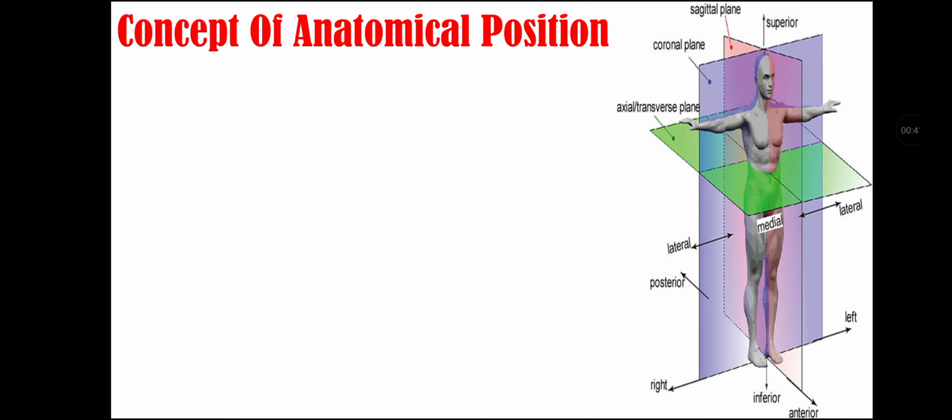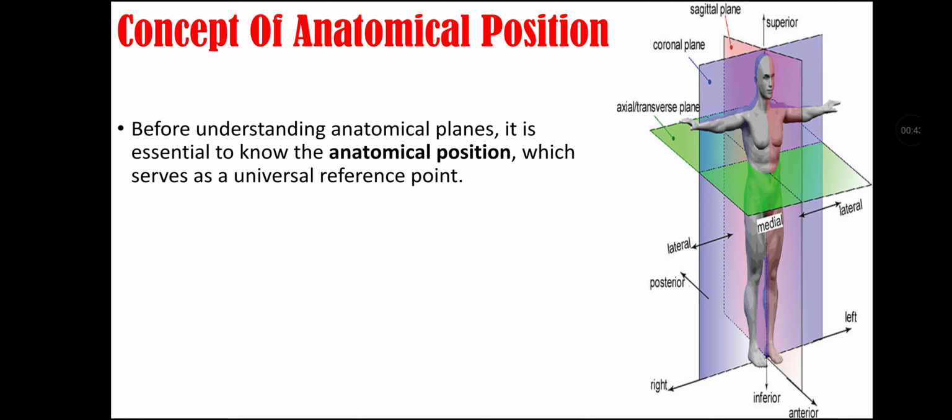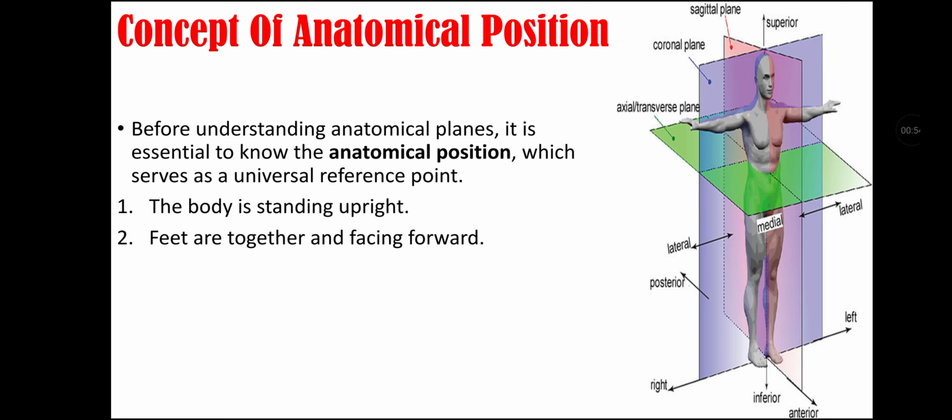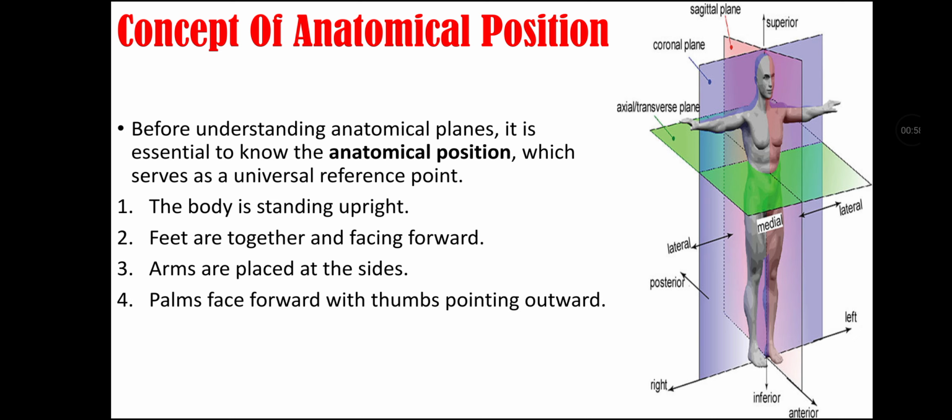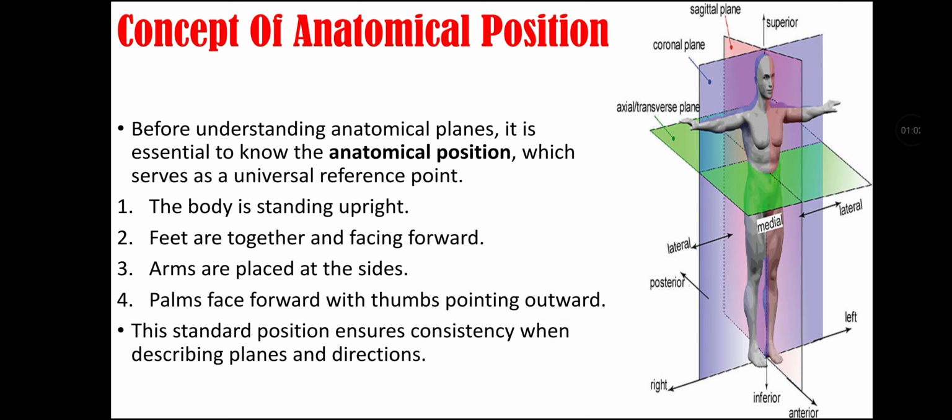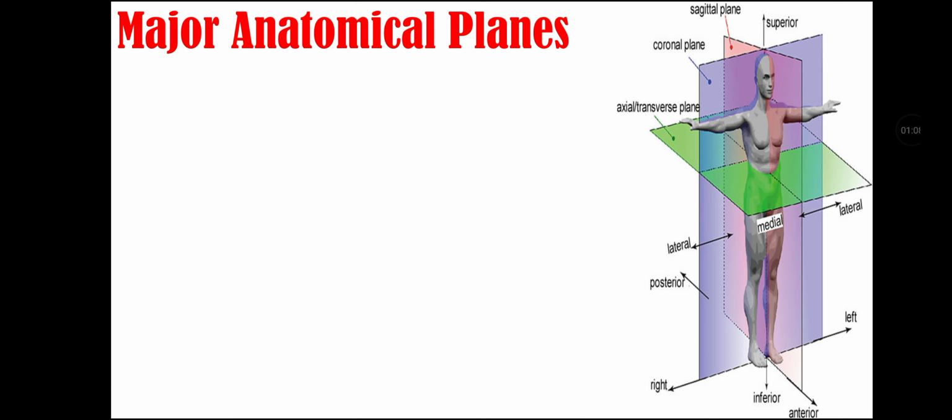Concept of anatomical position. Before understanding anatomical planes, it is essential to know the anatomical position, which serves as a universal reference point. In this position, the body is standing upright, feet are together and facing forward, arms are placed at the side, palms face forward with thumbs pointing outward. This standard position ensures consistency when describing planes and directions.